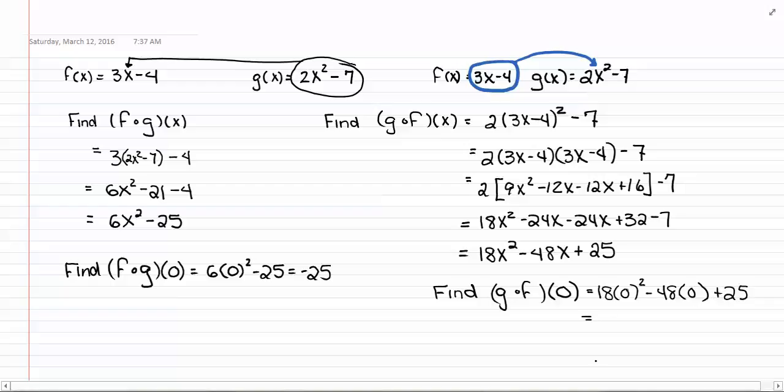Okay, order of operations, 0 times anything is going to be 0. And we're left with 0 minus 0 plus 25, which is equal to 25.